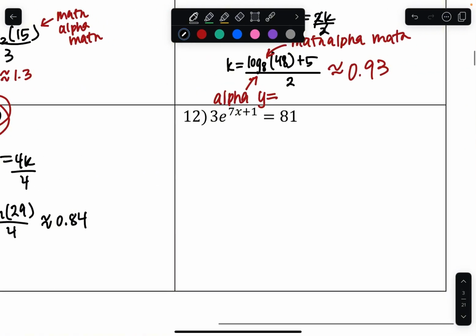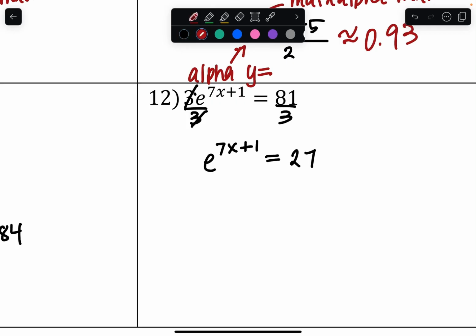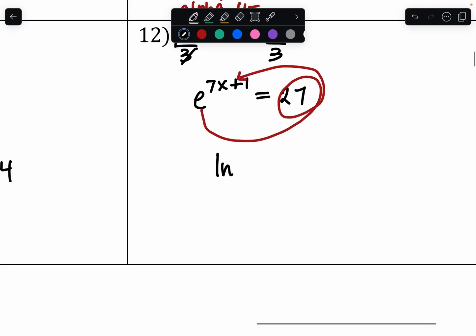Okay, last one, we do need to isolate first. Our base is e, and so this 3 is being multiplied. We first would have to divide both sides by 3. e to the 7x plus 1 equals 81 divided by 3, which is 27. Now we're ready to convert. Log base e of 27 equals 7x plus 1. So log base e is natural log, ln of 27 equals 7x plus 1.